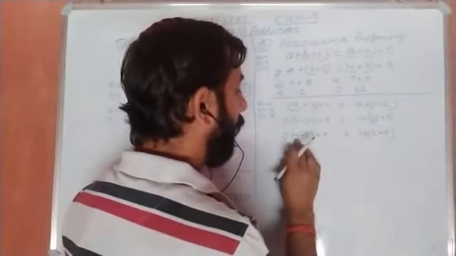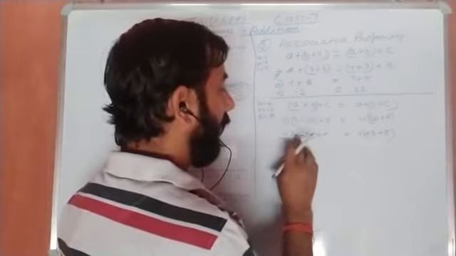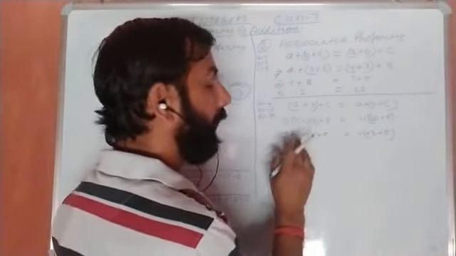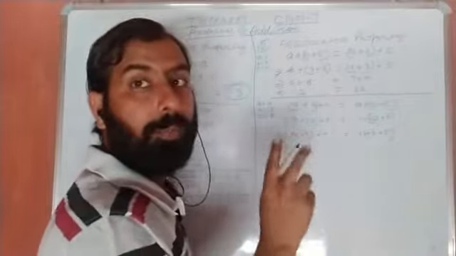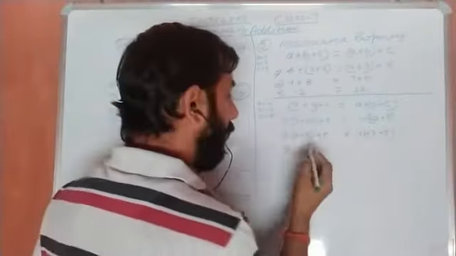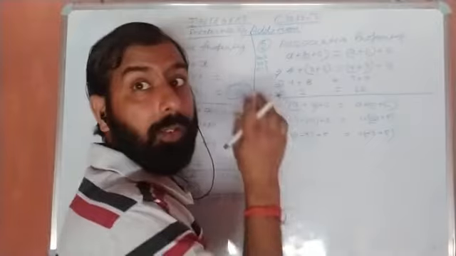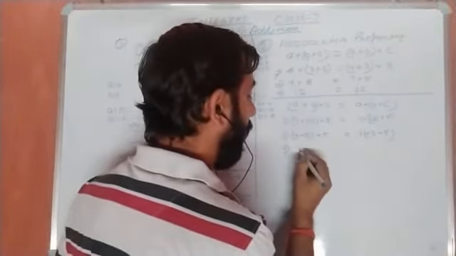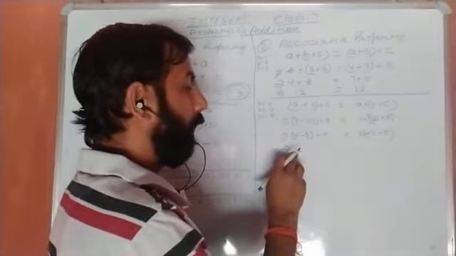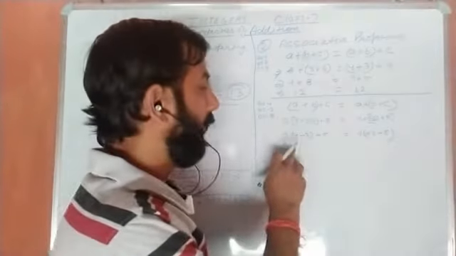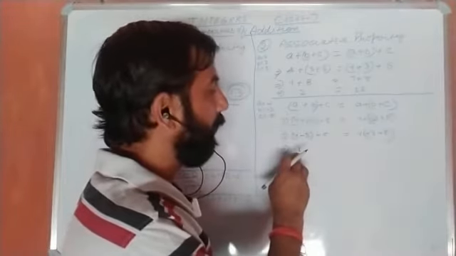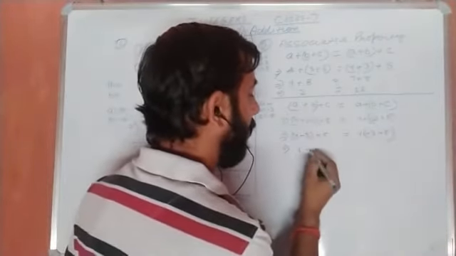Now 4 is plus, 3 is minus. So there are two signs, plus and minus. So plus minus is minus, and we will do the subtraction from the greater number. 4 minus 3 is 1. Which sign will we put? The greater number's sign. The greater number is 4, which is positive, so it will be positive. Plus 5.